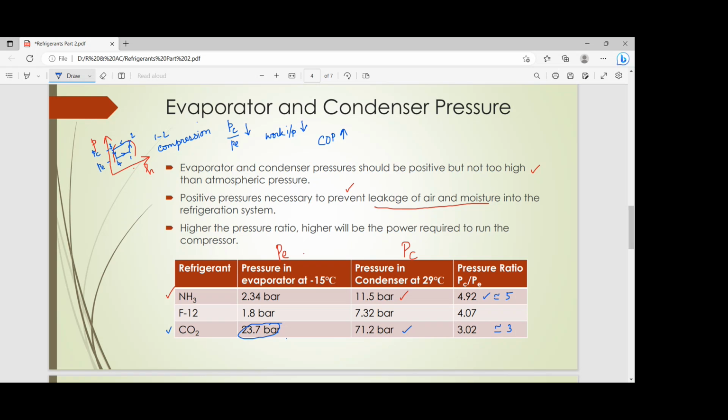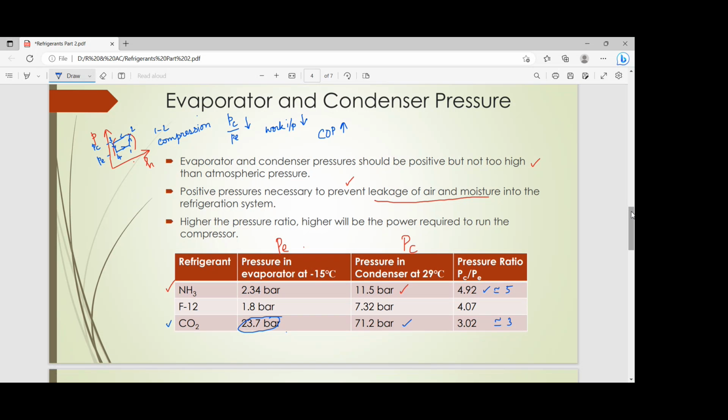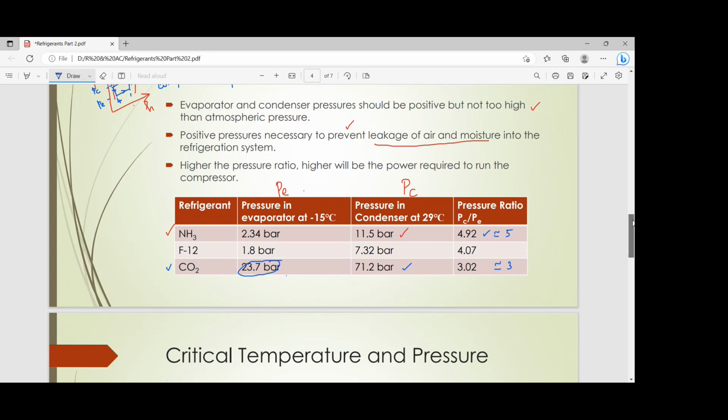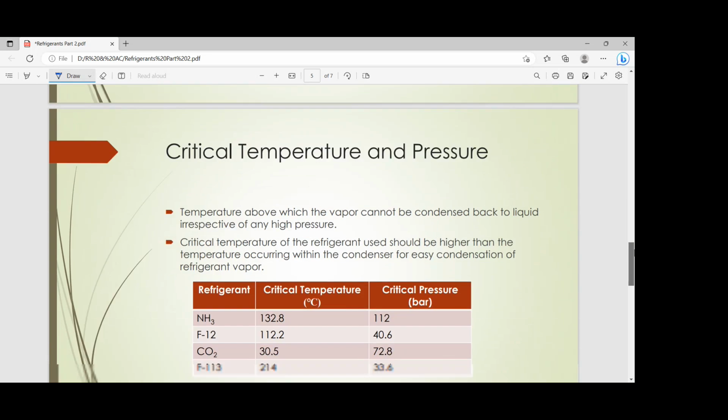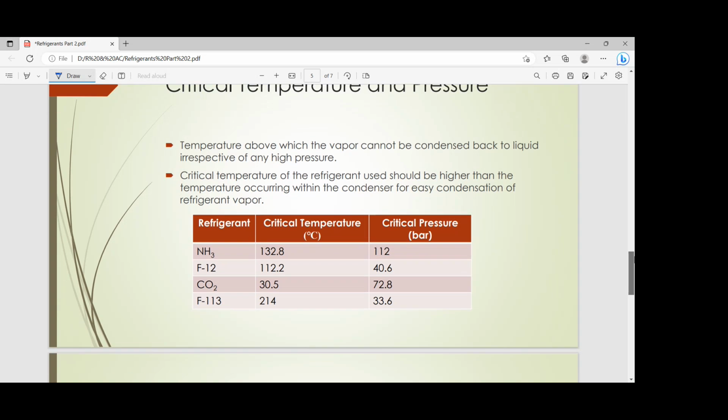Okay, so your evaporator and condenser pressure should be positive. At the same time, it should not be too high when compared to your atmospheric pressure levels. So we have said boiling point should be low, freezing point should be low, and evaporator and condenser pressures should be positive, but at the same time they should not be too much higher when compared with your atmospheric pressure. Then the next one, the critical temperature and pressure.